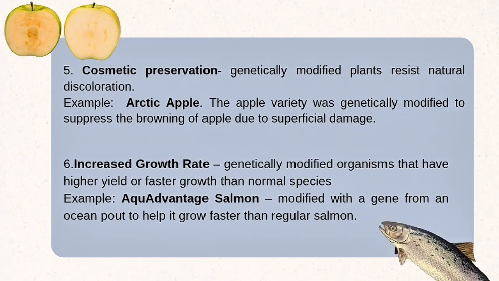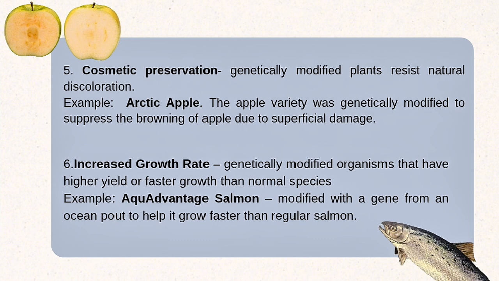Next is cosmetic preservation. Genetically modified plants resist natural discoloration. Some plants are modified to stay fresh-looking even after being cut or bruised. An example is the Arctic apple. The apple variety was genetically modified to suppress the browning of apple due to superficial damage.